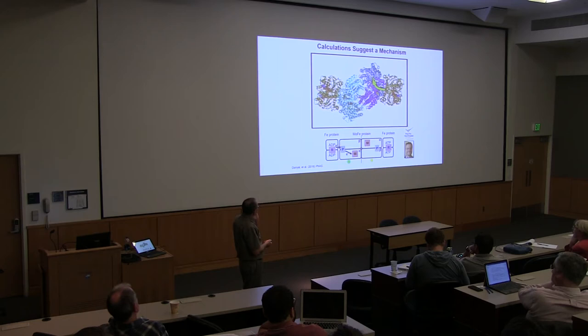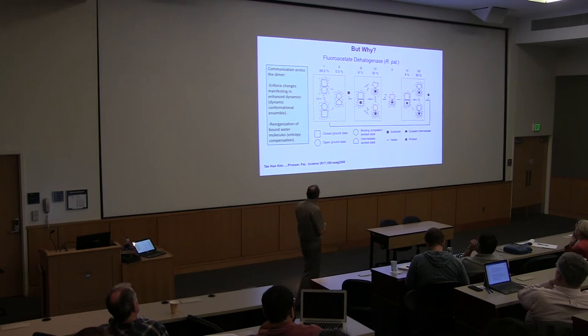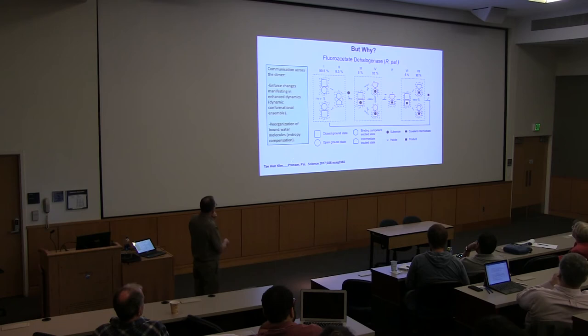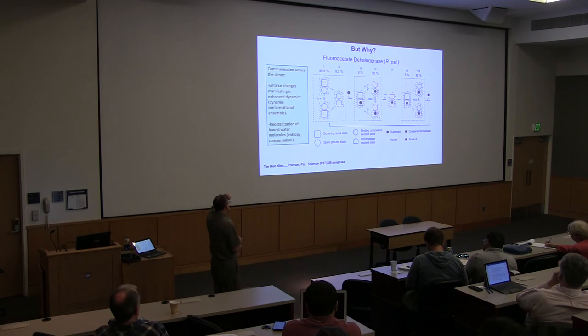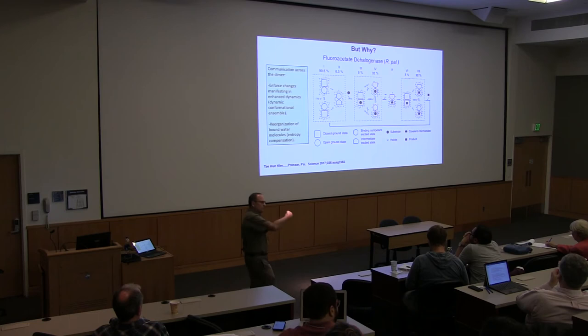Koshland never addressed the why, but there was a paper that came out in Science fairly recently, maybe some of you saw this, from Procer and Pai's group. I don't know them, but it was in Science 2017, working on fluoracetate dehalogenase. And what they found in this fluoracetate dehalogenase is this half-site's cooperativity or half-site's reactivity. And what they speculate, and again, it's not totally satisfactory yet to me, but they speculate about why you might want to have this negative cooperativity.